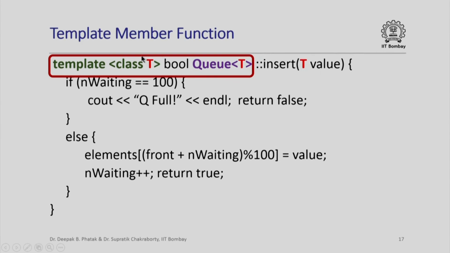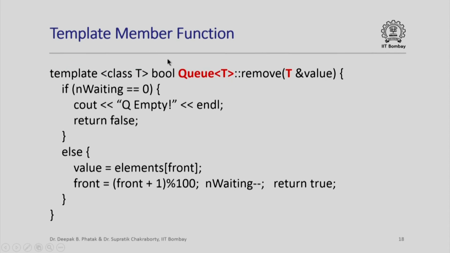This class T that I am using here is also the class with which I am going to instantiate the template for the class Q, and then this is the definition of the member function in which I am going to use this generic data type. Similarly, the other template member function would look exactly the same. I have to prefix it with template class T. The same class T is going to be used to instantiate the template class Q, and in the definition of the member function I am using the same generic data type T.